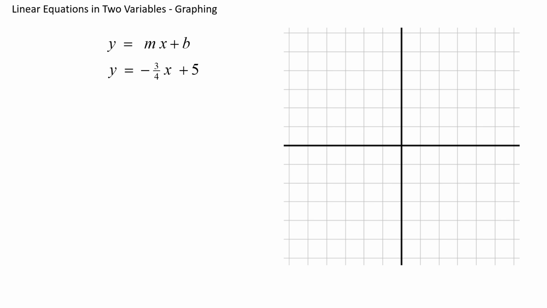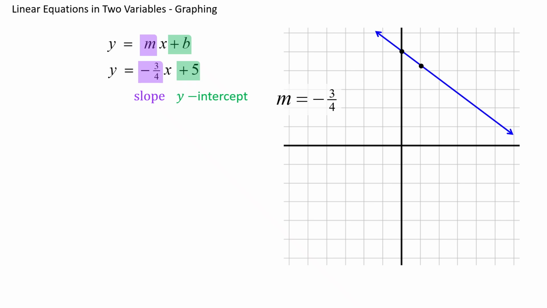Because this equation is in y equals mx plus b format, we can take the b value, or 5, and plot that on the y-axis. Then we can take the slope value, or -3/4, and, starting from the y-intercept, go over 1 and down 3/4 of a space. This will give us the location of the line.